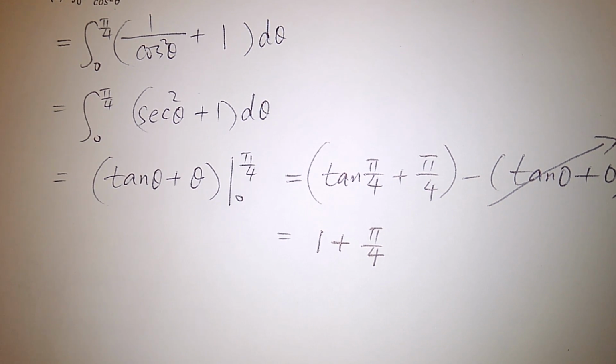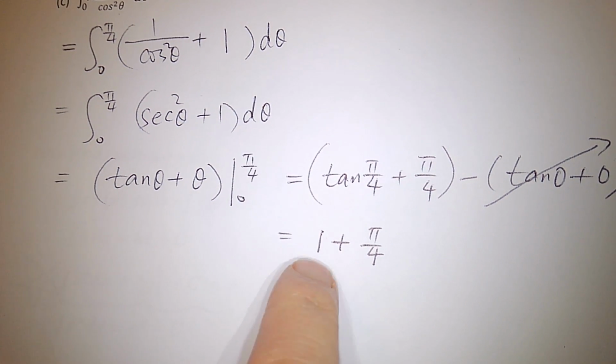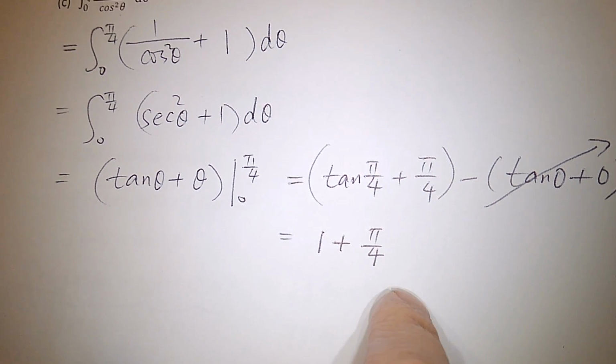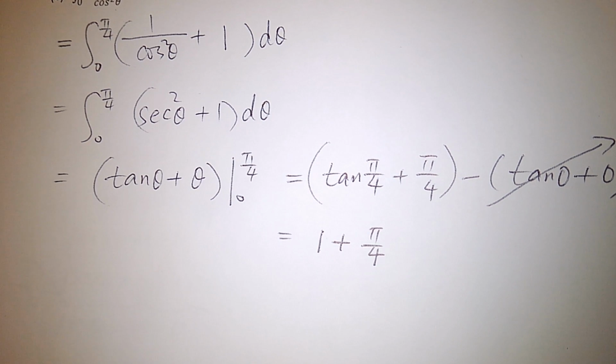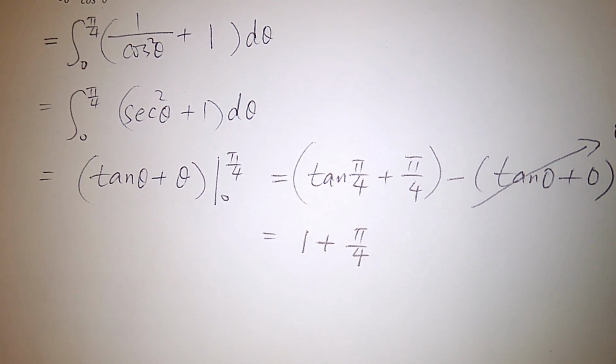Can we combine these two? No. If we have a pi plus pi over 4, that's 5 pi over 4, right? But this one is just the 1, okay? So the answer is 1 plus pi over 4. Okay?